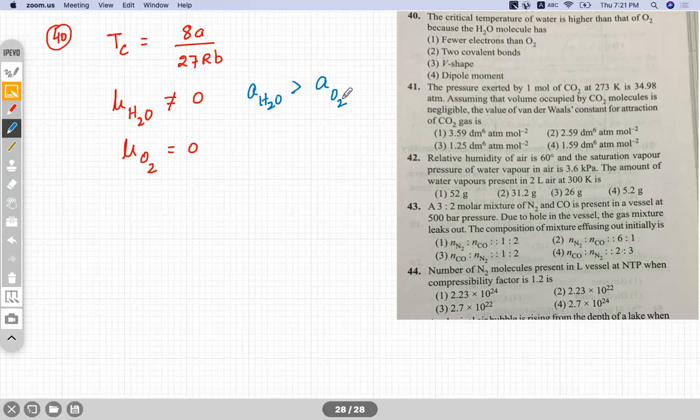And it is given in the question that the critical temperature of water is higher than that of O2 because of H2O. Obviously, if A is more for H2O, then its critical temperature will also be more. That is why, because water is polar. Polar means what? It has dipole moment. Hence, the answer for question number 40 is D. Yeah, this is the answer we have.